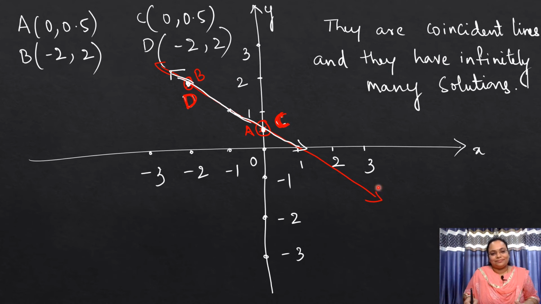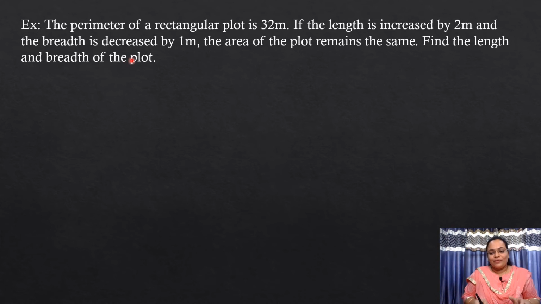Okay, now we will solve a word problem. The perimeter of a rectangular plot is 32 meters. If the length is increased by 2 meters and breadth is decreased by 1 meter, the area of the plot remains the same. Find the length and breadth of the plot. So, let us assume length be L and breadth be B.